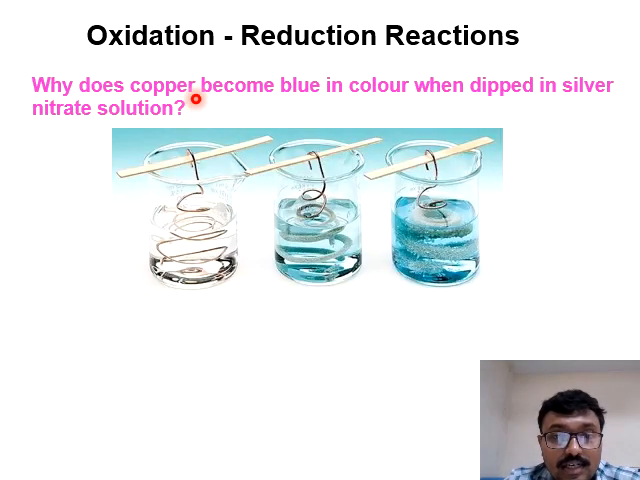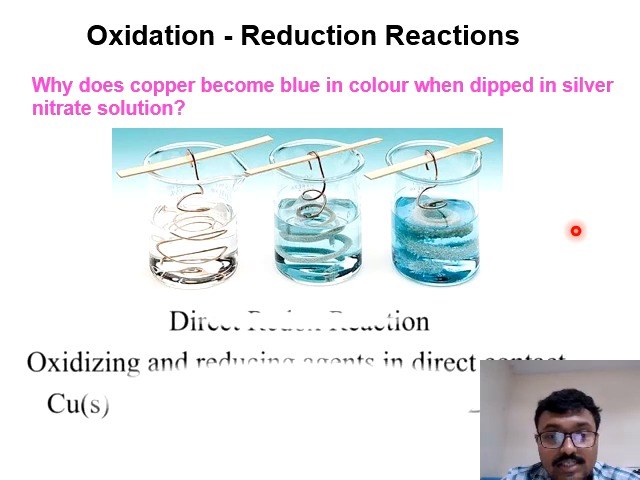Next thing, this is an experiment. Why does copper become blue in color when dipped into silver nitrate solution? If you dip a copper rod or copper wire in a silver nitrate solution, after some time you will see it becoming blue in color. So what is the reason for the blue color? This is actually an example of an oxidation reduction reaction.